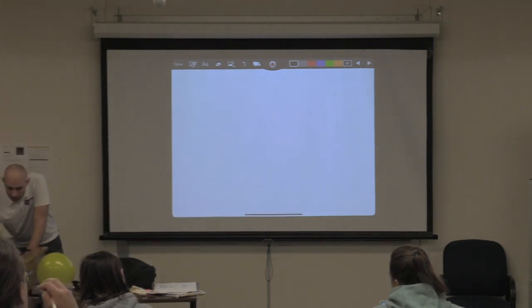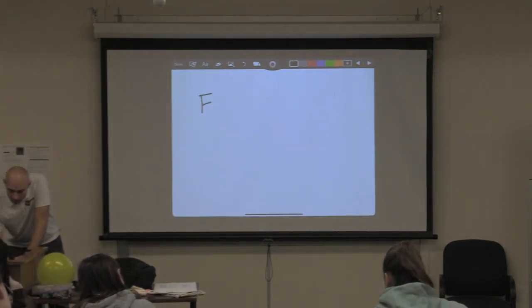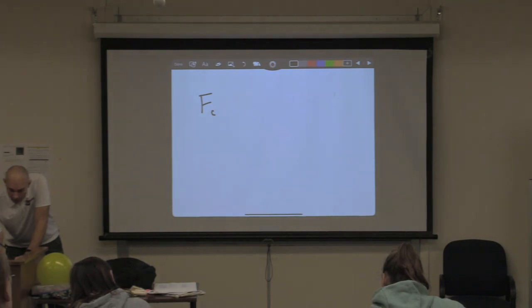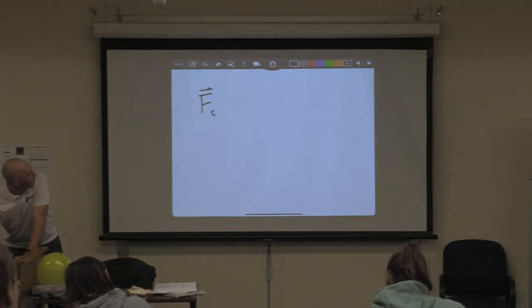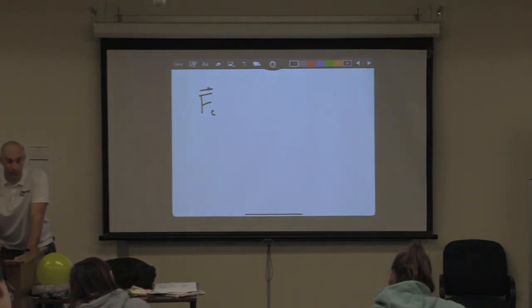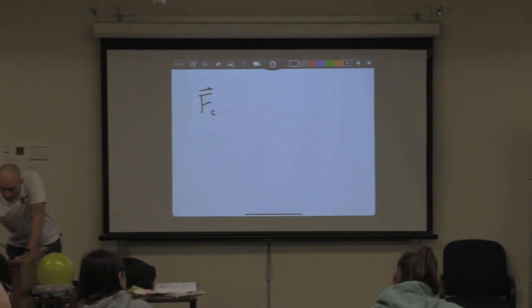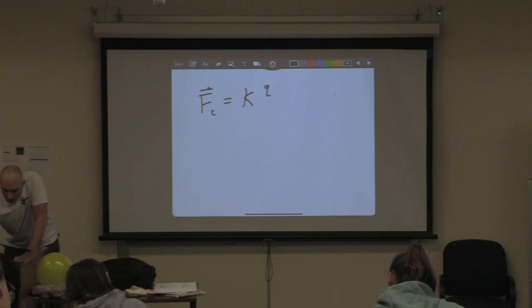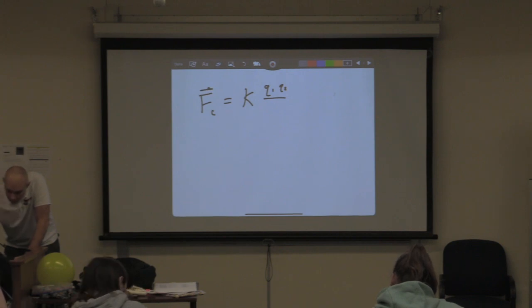So Coulomb's law says that the force between two charged particles, and it is a vector, I'm a little lazy about drawing my vector symbols sometimes, but force is a vector, is going to equal the Coulomb constant, K, times the product of the two charges, Q1 times Q2, divided by the distance between them, R, vector, squared.